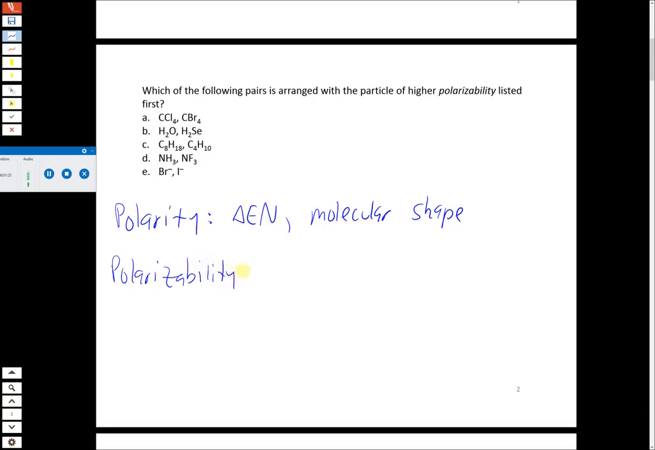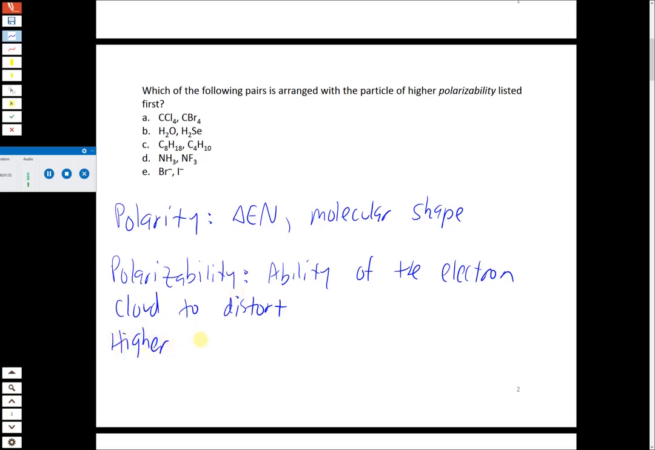So this has actually nothing to do with electronegativity or bond polarity or anything like that. Polarizability is the ability of the electron cloud to distort. So polarizability exists whether or not the molecule is polar. They have nothing really to do with each other. They're two separate topics. So it's the ability of the electron cloud to distort, and the reason why it's important is that higher polarizability correlates with stronger London dispersion forces.